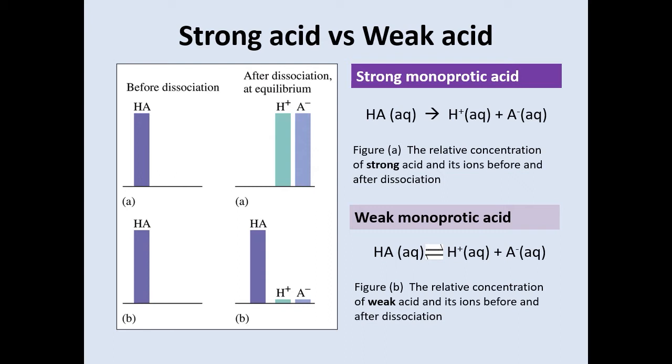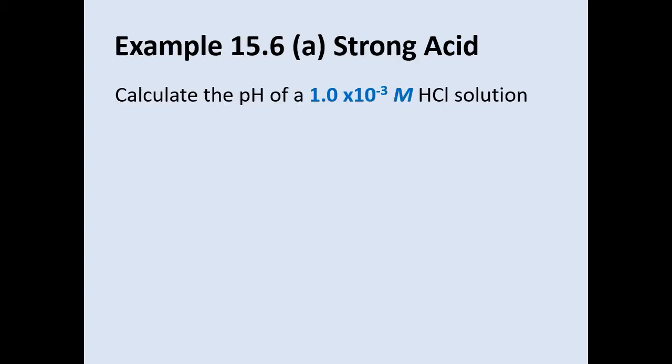And a weak monoprotic acid will be dissociated very slightly, or only a very small amount of it will be dissociated. That is called a weak monoprotic acid. An example of a weak monoprotic acid is acetic acid, CH3COOH. It is a weak acid and can donate only one hydrogen ion.